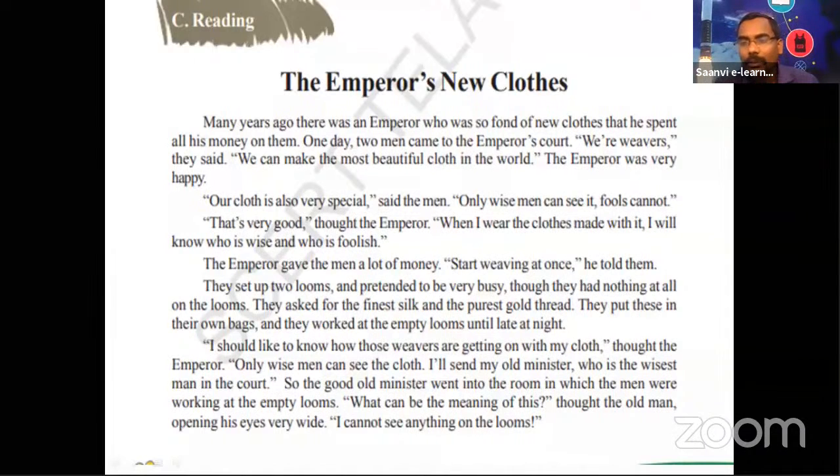Yes, sir. The Emperor's New Clothes. Many years ago, there was an emperor who was so fond of clothes that he spent all his money on them. One day, two men came to the emperor's court. We are weavers, they said. We can make the most beautiful clothes.